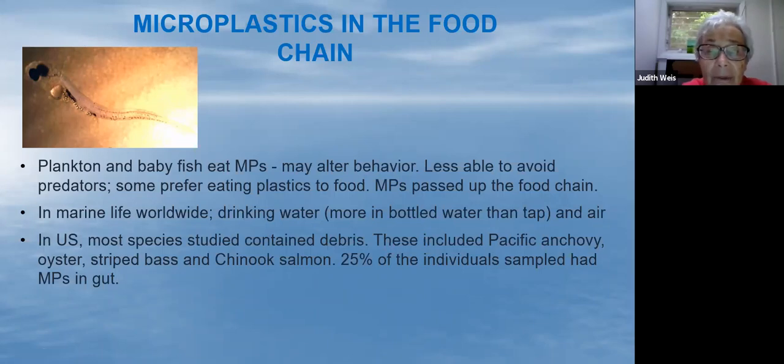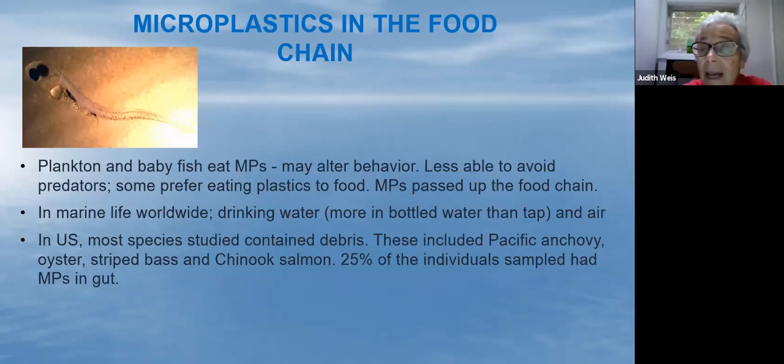They're less able to avoid predators. Some animals even prefer eating plastics to food, which is kind of surprising and disappointing and sad. But they can then get passed up the food chain. So as a result, we've got microplastics in marine life worldwide, in drinking water and in the air.